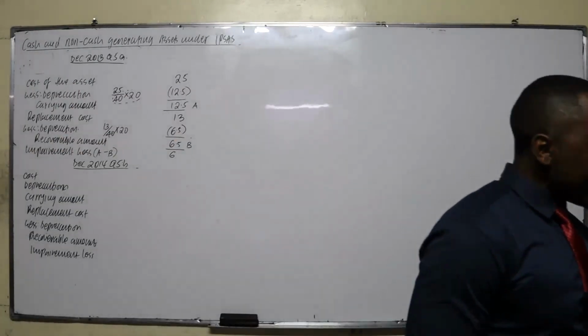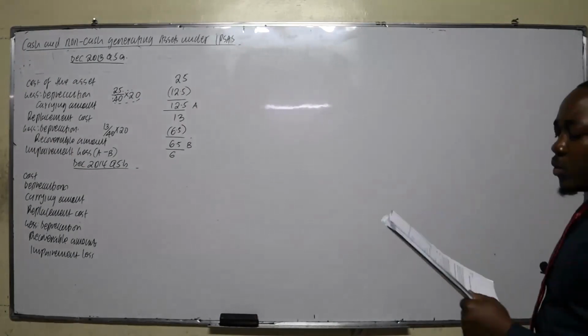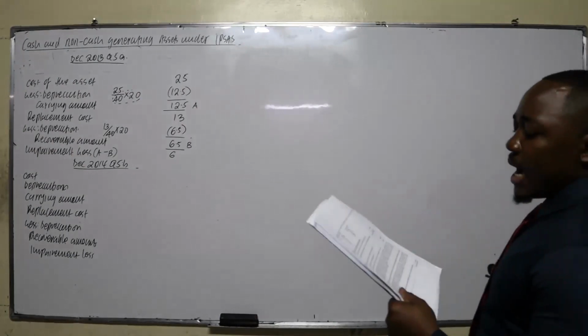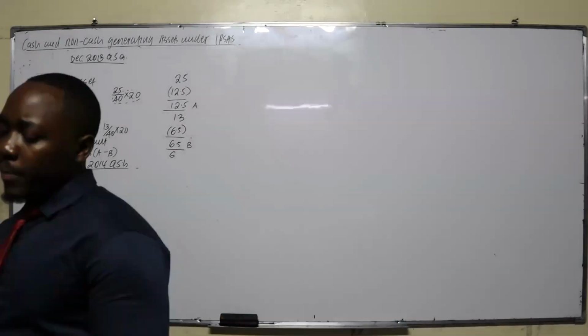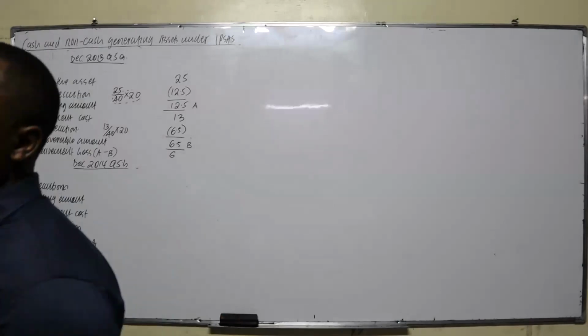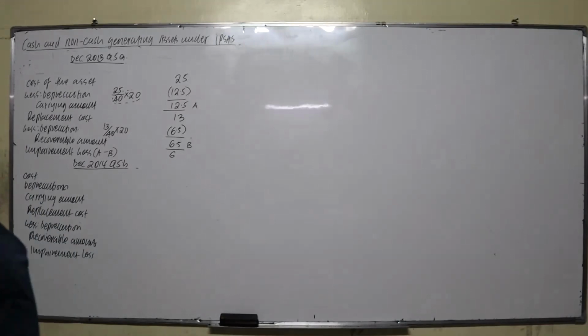Is an asset held with a primary objective of generating commercial return? As simple as that. Number 2, analyze the criteria that could be used to identify an asset that might be impaired. 8 marks. Criteria of identifying that an asset has been impaired. Don't overthink, eh? It's very simple.